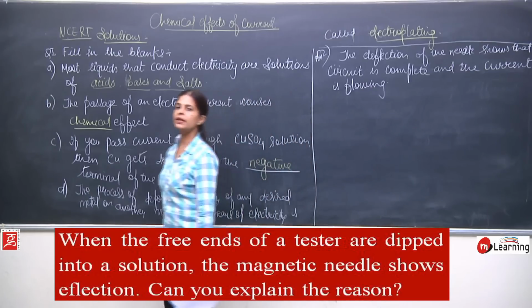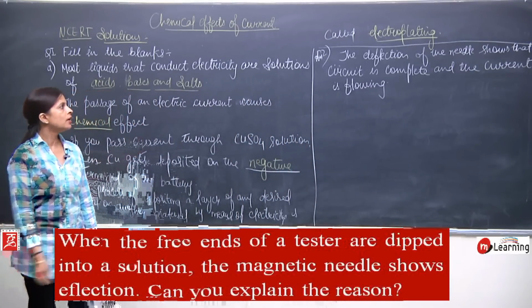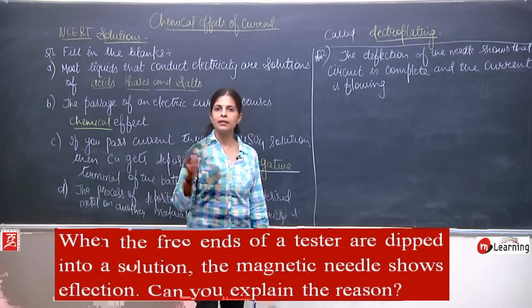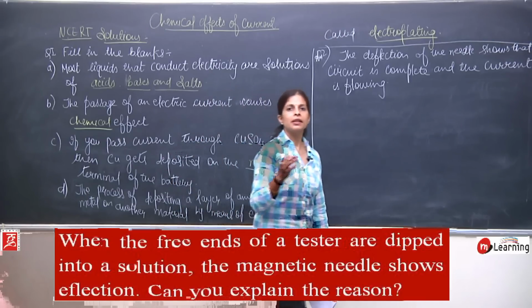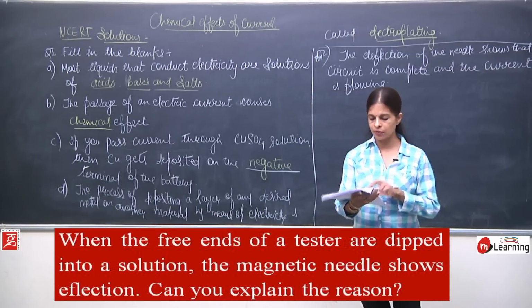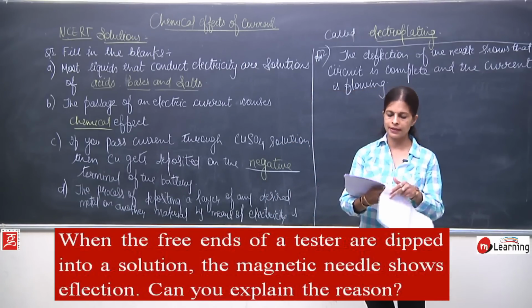The circuit is complete and the current is flowing. So, the deflection of the needle, what does it show? That the circuit is complete and the current is flowing, and that is the reason the deflection can be seen. Now, we will talk about the next question, and the next question number is 3.